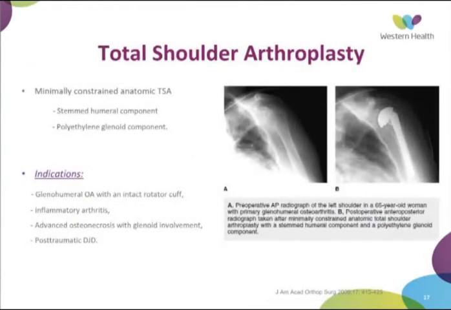The most commonly used type of arthroplasty is the total shoulder arthroplasty. The ones that they normally use are minimally constrained anatomical TSAs. They've got a stemmed humeral component and a polyethylene glenoid. They're used in people with OA who have an intact cuff. Inflammatory arthritis is another indication, as are people with AVN with glenoid involvement. It's also used in post-traumatic degenerative joint disease.